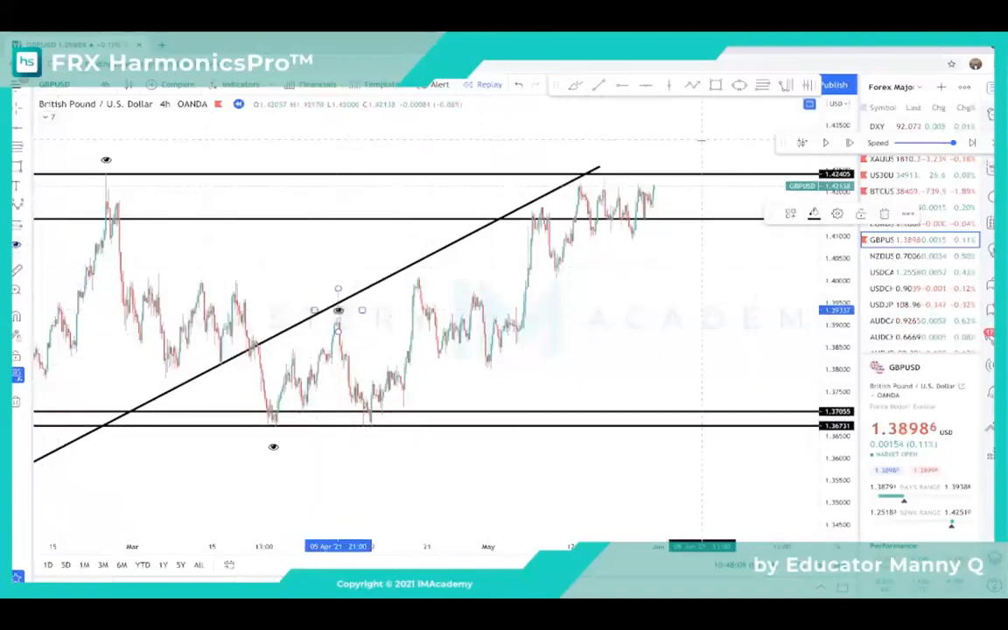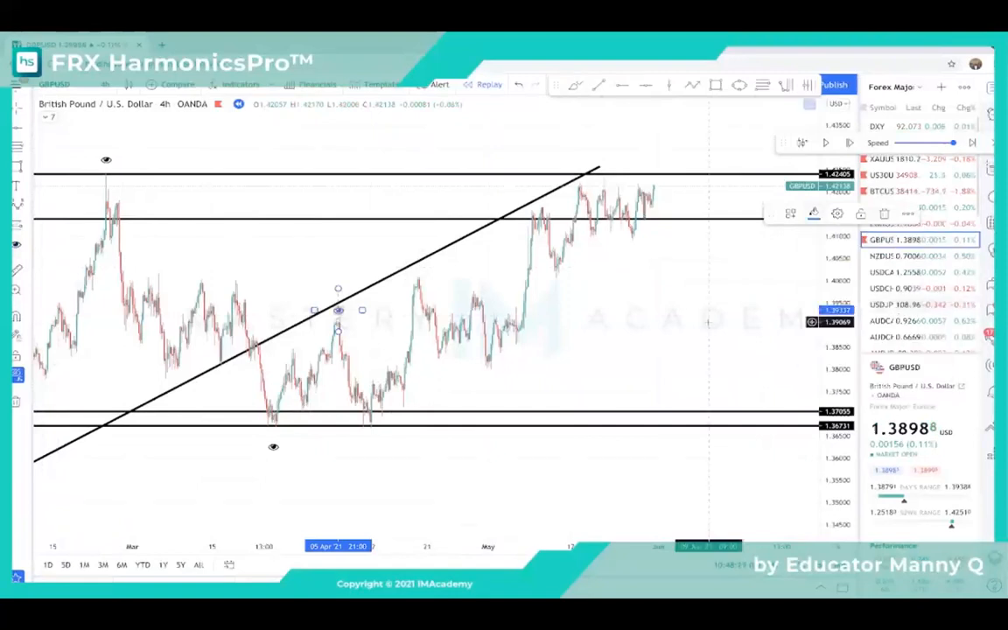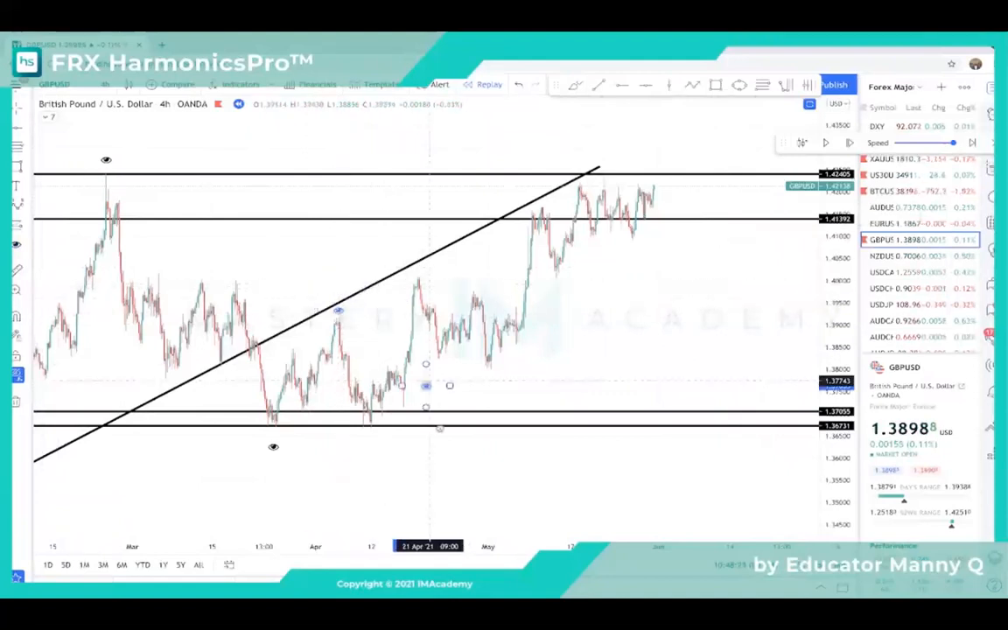Let's change the color of this little eyeball over here to, let's say, because this is the current direction of the market, let's turn it to like a blue, okay? So let's look at the current structure of the market.